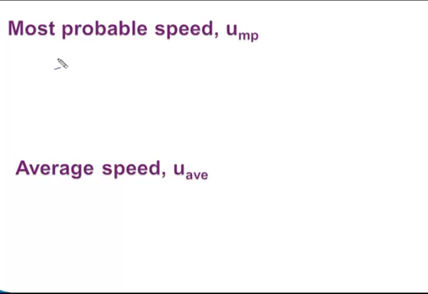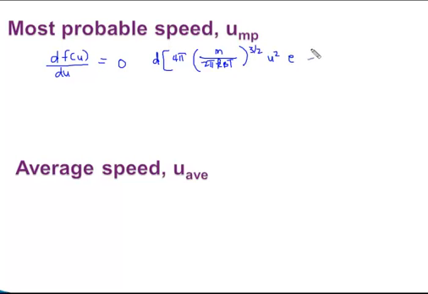So what do I mean by that? What it means is taking the derivative of the function with respect to u and equating it to 0. If you write the whole thing, it will look like d of 4 pi times (m over 2 pi kbT) raised to 3/2 multiplied by u squared and multiplied by e to the negative m u squared divided by 2 kbT, over du, equating it to 0.